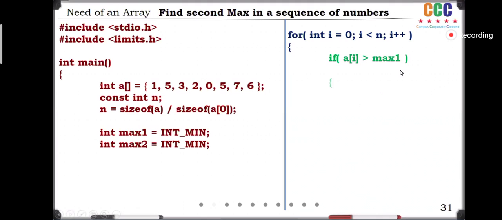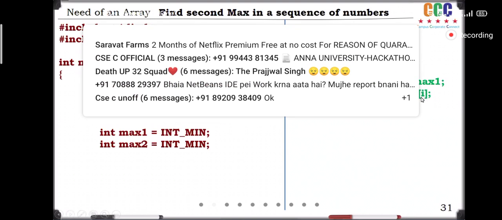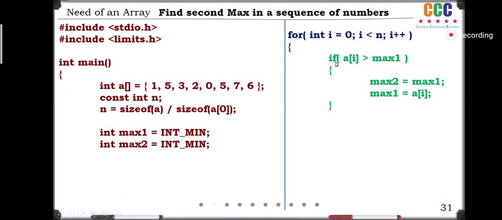First, store max 1 into max 2, because the current max will be the second max now, because max is updated. So, I have to update the second max and max here. Then max 1 equal to a of I, perfect, and the else part. Why else here again? Because if it is not, then I have to check for the max 2.